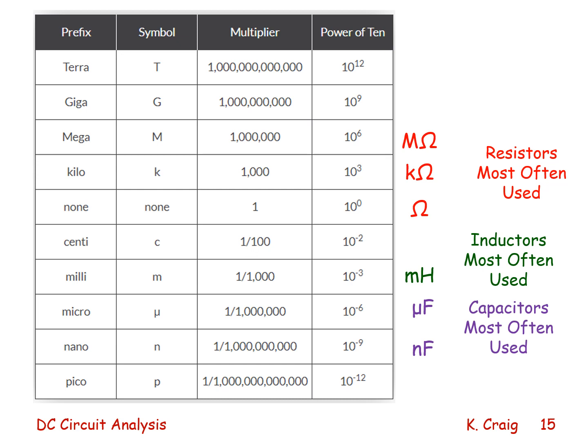We often use prefixes for our units. For resistors, the most commonly used prefixes are mega ohm, kilo ohm, or simply the ohm. For inductors, the most often used prefix is millihenry. And for capacitors, the most often used prefixes are microfarad and nanofarad.